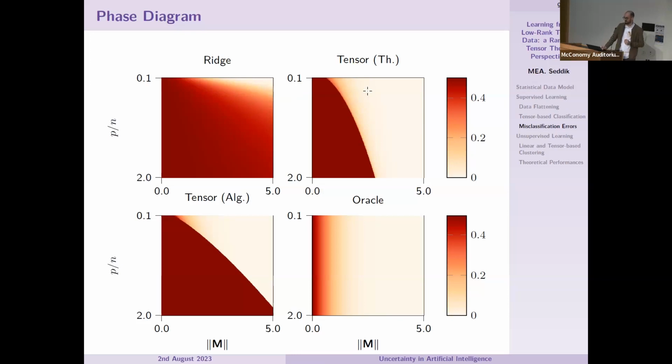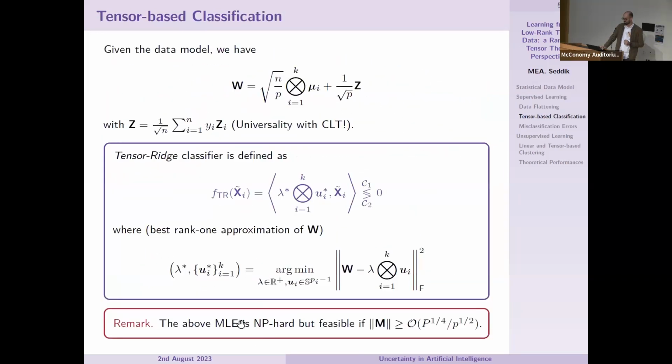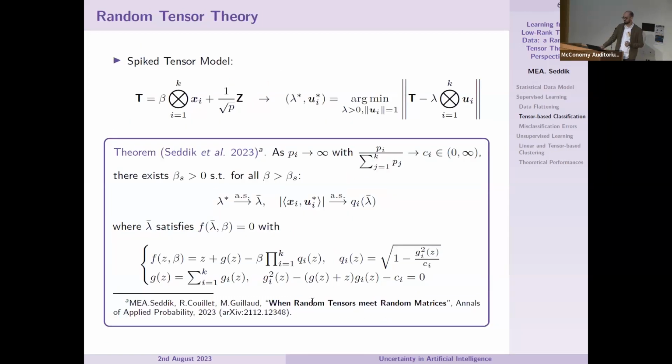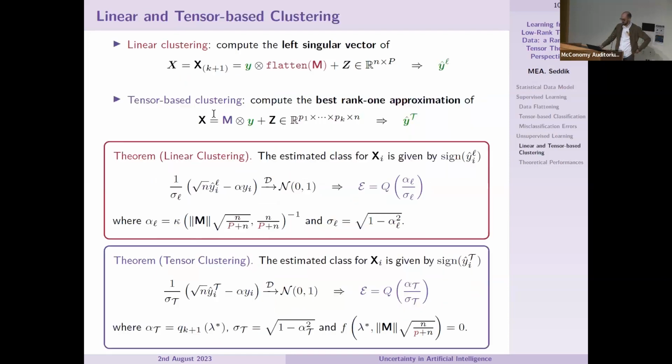But in practice, we don't have the curve here. We have something slightly different, which comes from the fact that resolving the best rank representation is NP-hard in practice, but still in practice we can get some accuracy which is better than the flattening operation. Okay. And the same here in the last part.